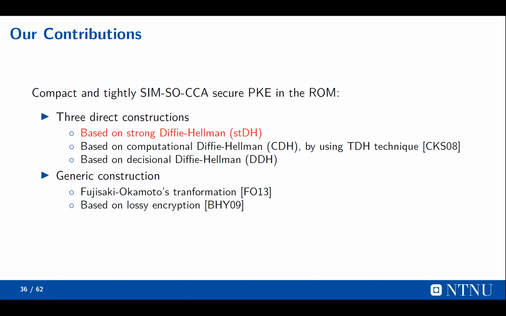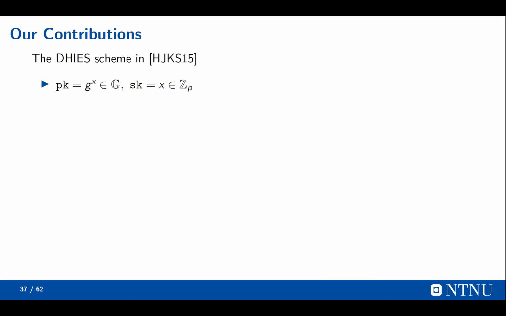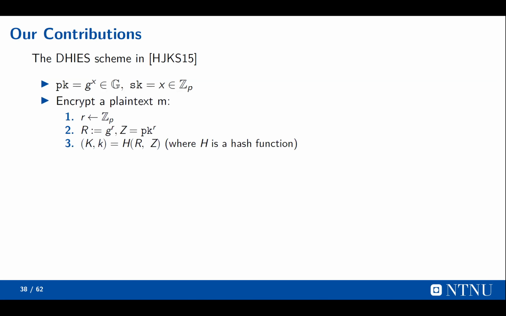In this talk, I will briefly introduce the key idea of our first direct construction. Let's start by considering the DHIES scheme in HAKS 15. The public key is g^x and the secret key is small x. To encrypt the plaintext M, we sample some randomness, an exponent r, compute the group element big R, and compute the shared Diffie-Hellman value Z, and use Z to derive two keys.